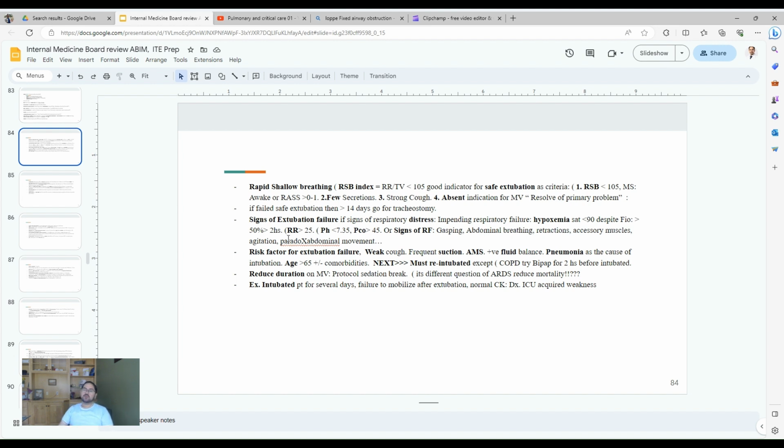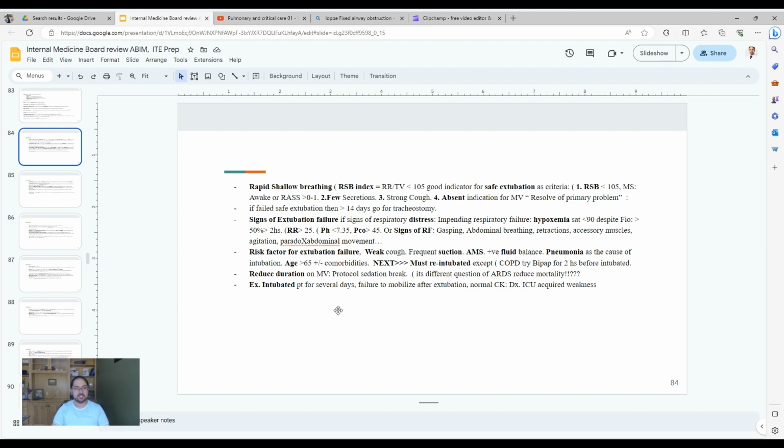The only patient in whom you may delay the intubation and use non-invasive ventilation is the COPD patient. You can try BiPAP for maybe 1 to 2 hours, repeat the ABGs, and reevaluate. If they improve, that's excellent. If not, they need re-intubation.